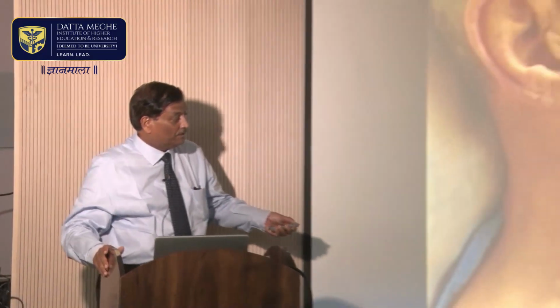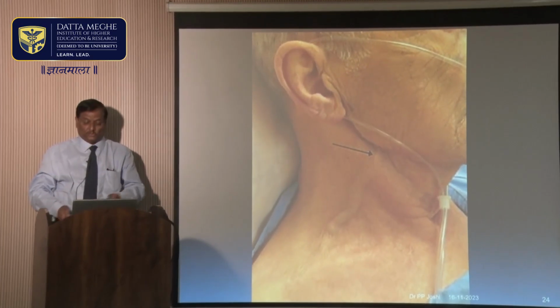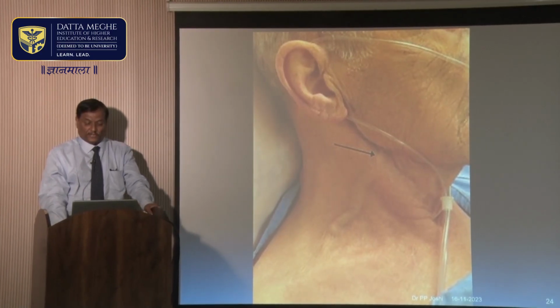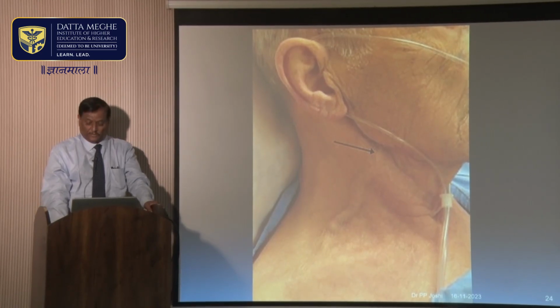Now this is a typical picture of a person who has raised JVP. You can see here the JVP is raised over here. The patient is in an upright position, which shows that the patient has got a raised JVP, which is a sign of right-sided heart failure. When we talk of congestive heart failure, it's a combination of both left and right-sided heart failure.